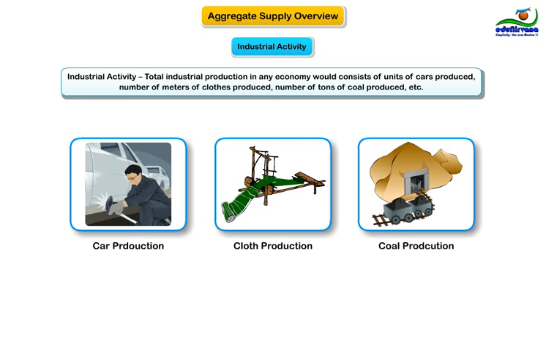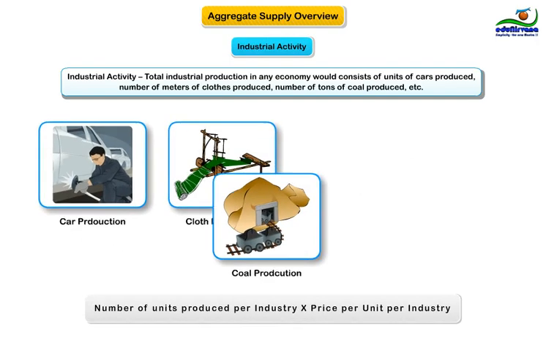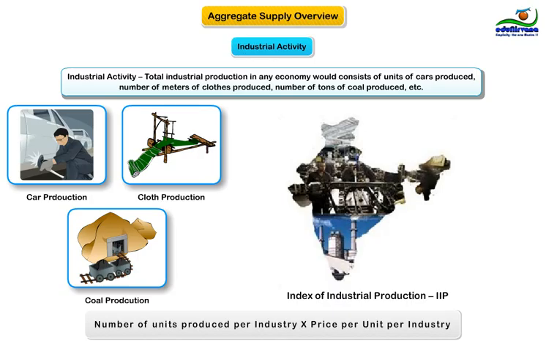This is done through measuring the value, that is, number of units produced per industry multiplied with price per unit per industry. There is one index that does exactly this, and that is called the Index of Industrial Production, that is IIP. This is an important index and measures how different sectors are growing and how the overall industry is growing.